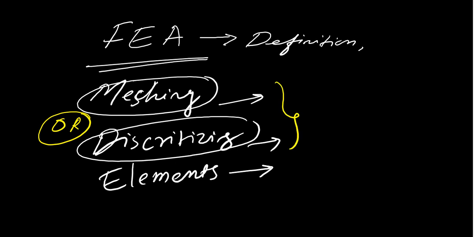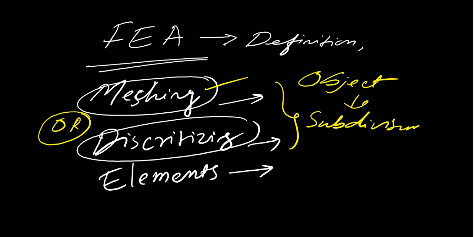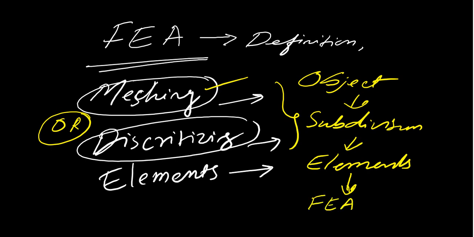Meshing is a process of dividing the domain or the object into a number of subdivisions, into elements. This gives the finite element analysis. So it is like dividing the object into a number of finite parts, a number of geometrical shapes.